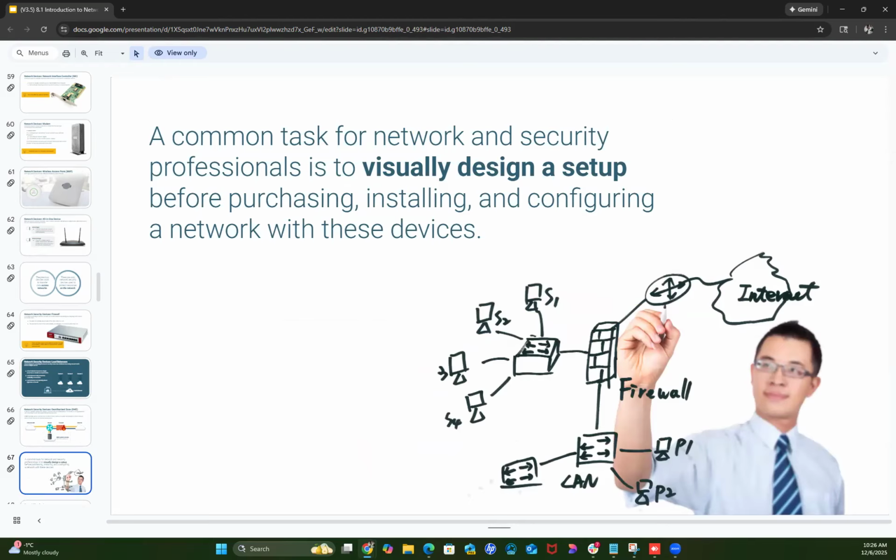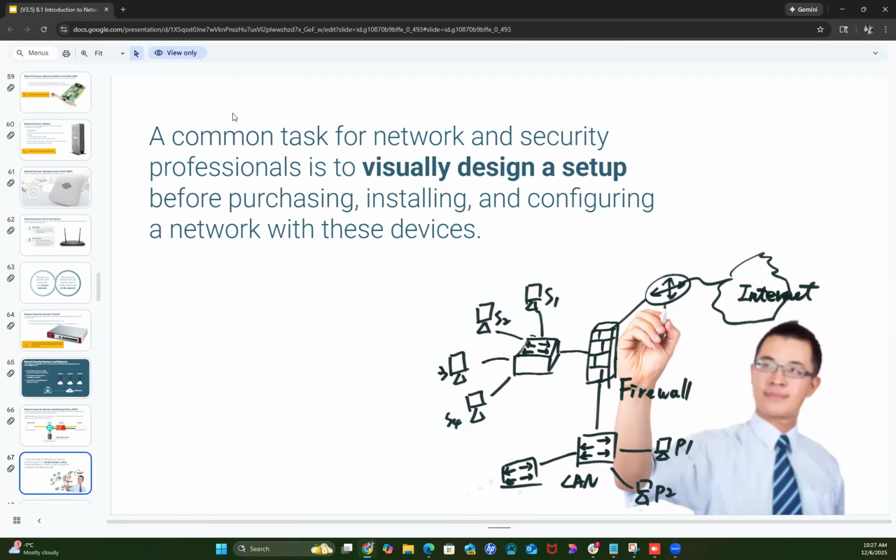Network visualization. A common task of network and security professionals is to visually design a setup before purchasing, installing, and configuring a network with these devices. Visually designing a network can assist with the following: making the network more efficient, since proximity of certain devices can reduce latency, avoiding the creation of a single point of failure, and ensuring private resources are protected from unauthorized access.